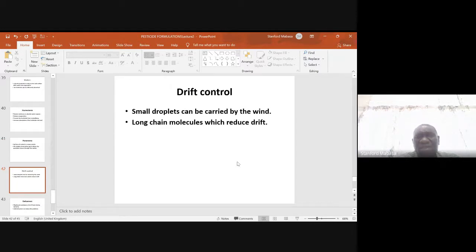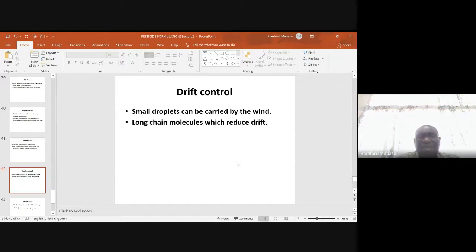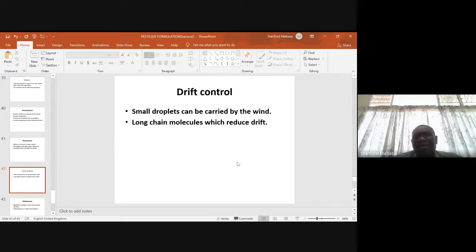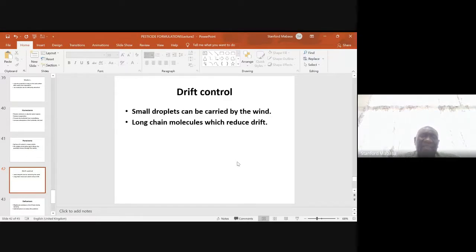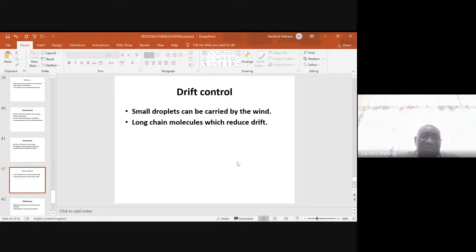You may also want it to control drift. So how do you do it? Because small droplets can easily be carried by the wind. So you may mix your pesticide with long chain molecules. These are substances which are going to probably make the droplets heavy. And this can stop drift.